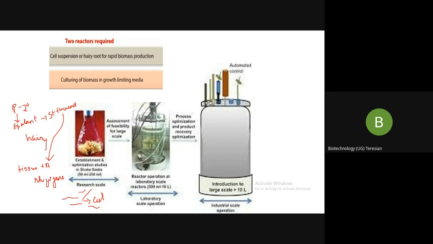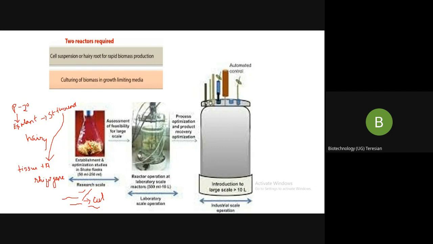Then you infect your roots or the explants with Agrobacterium. You sterilize your explant, produce a wound in it, and then infect with your Agrobacterium rhizogenes. Then what will happen? It will start multiplying in the explant. Once it multiplies, what happens? It's going to produce only roots. And what type of roots?